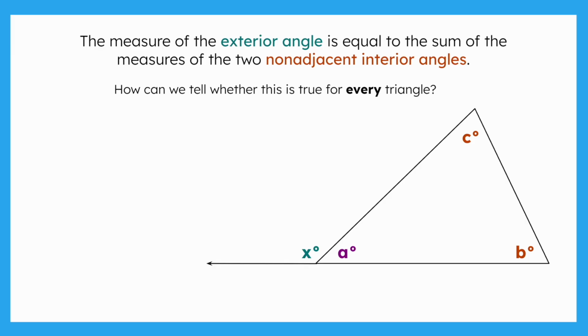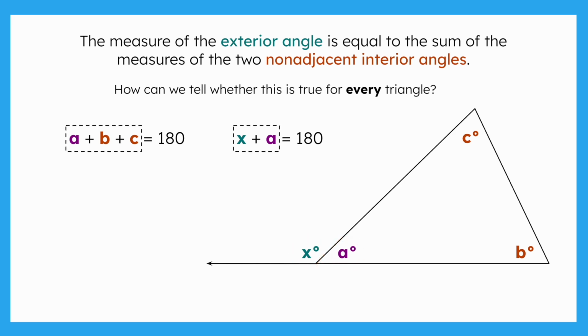Let's use this generic triangle along with what we already know about triangles and angles. We know that the measure of the 3 interior angles of a triangle always sum to 180 degrees. And the measures of an exterior angle and its adjacent interior angle also always sum to 180 degrees. Since both of these expressions are equal to 180, they are equal to each other.